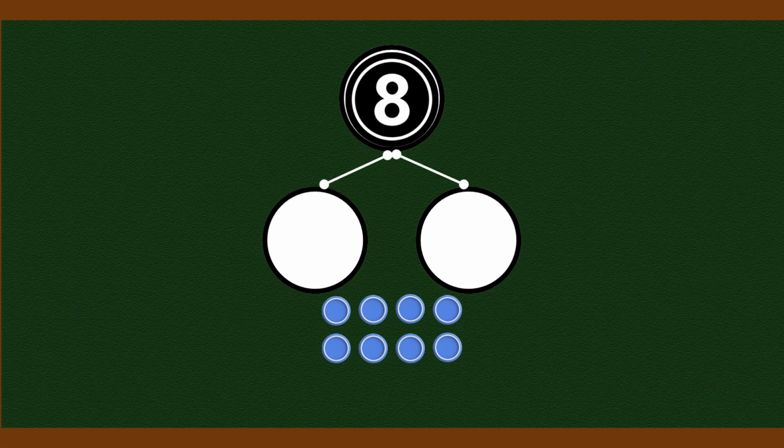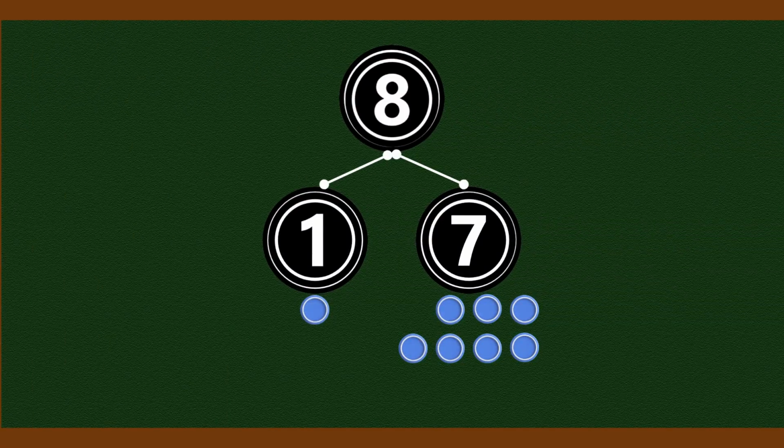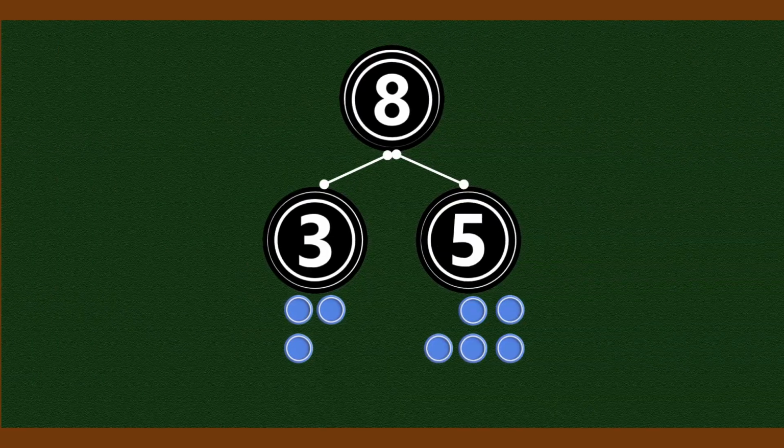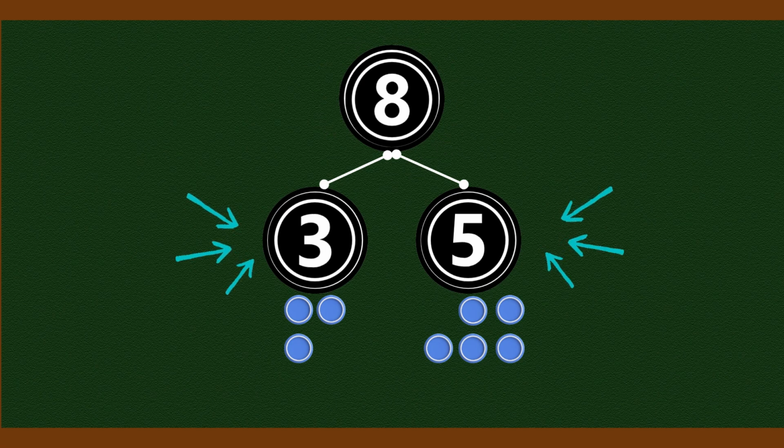Here's the number 8. Can you think of two smaller numbers that add up to 8? Pause the video if you need time to think. So we have 1 and 7, 2 and 6, and 3 and 5. Great job! These are all ways to make 8. Remember, the whole number stays the same, but the parts can change.